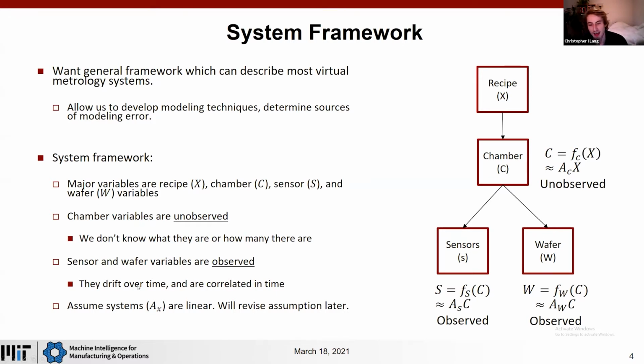Initially, I am assuming that all of these systems are linear systems, and this is an assumption that I'm going to revisit a little bit later. But at least to start off, I'm thinking about each of these systems as linear. So here, the chamber variables are AC times the recipe variables, and then the sensor variables are AS times the chamber variables, and the wafer variables are AW times the chamber variables.